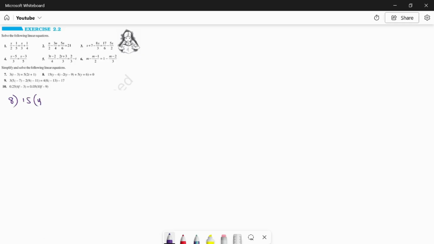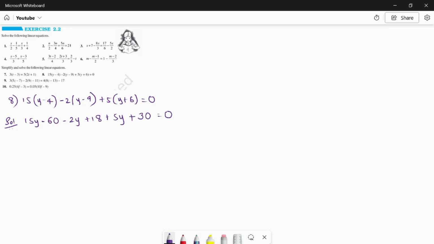15(y - 4) - 2(y - 9) + 5(y + 6) = 0. So what we can do? Same thing. Multiply the outside within brackets. So 15y - 15 into 4 is 60, - 2y - 2 into -9 is +18, + 5 into y is 5y + 5 into 6 is 30, equal to 0.